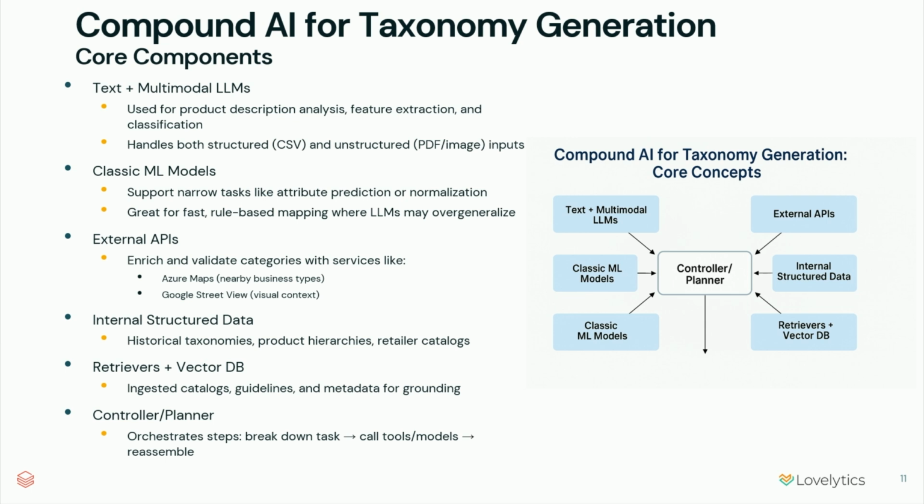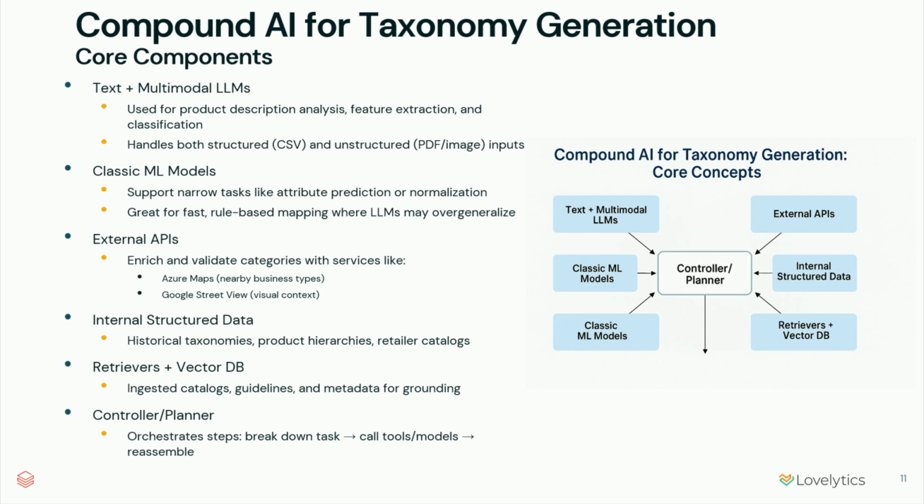All right. So let's go over the core components of what makes up a compound AI system, specifically in this context, taxonomy generation. Of course, you need to have an LLM, and specifically what we're going to highlight is the power of multimodal LLMs. So the ability to handle not just text data as an input, but text, image data, structured and unstructured data. That can lead to some really powerful results, generating product descriptions, attribute classification, and other predictions.